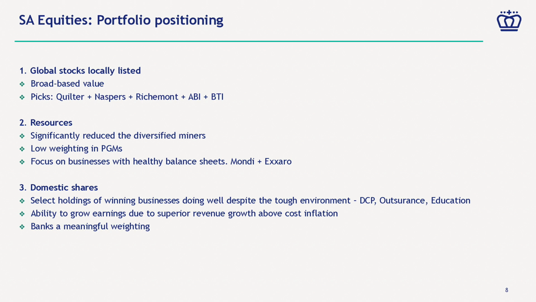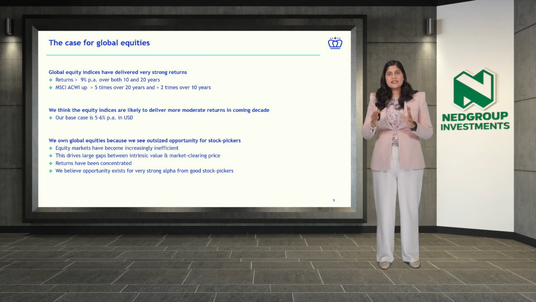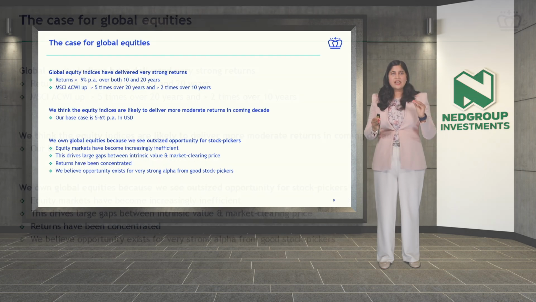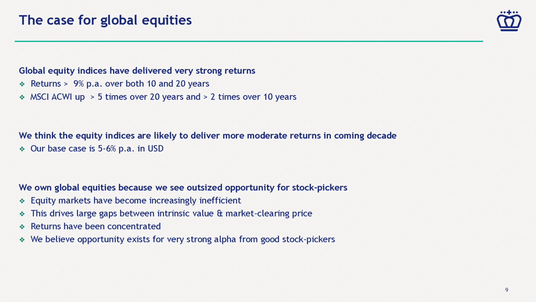Now let's move on to global equities. And I think here the picture is slightly different, especially from a headline index level. Headline indices have been very strong in terms of returns over the last 10 to 20 years. The MSCI ACWI is up 2 times over the last 10 years. And because of such a strong starting point, we think that returns are going to be far more moderate in the coming decade from global equities.